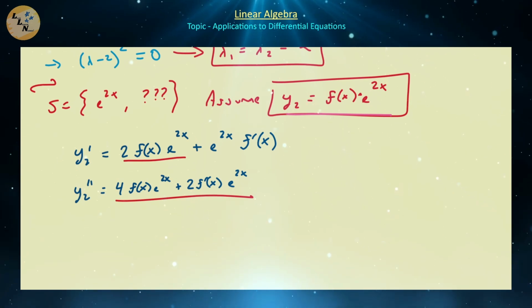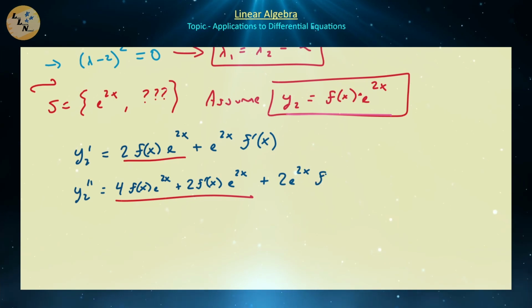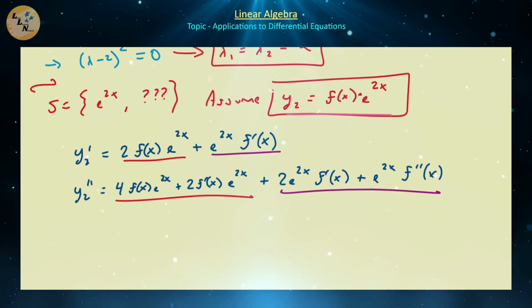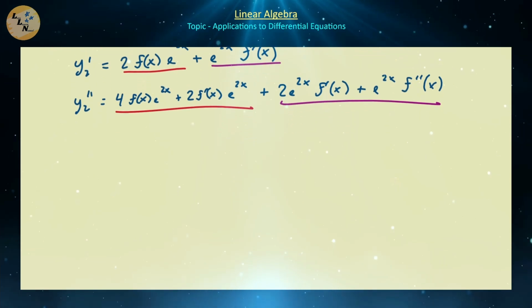And then we can do the same for the second. So 2e^(2x)f'(x), and then plus e^(2x)f''(x). So that is the derivative of that term, right? So if that's the case, and we substitute that into our original equation, which keep in mind was y'' minus 4y' plus 4y is equal to 0.